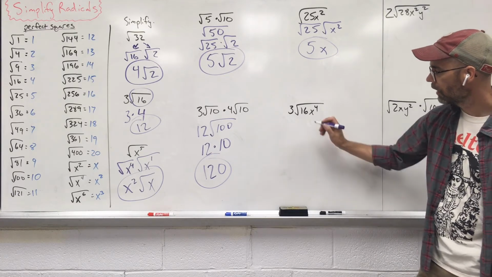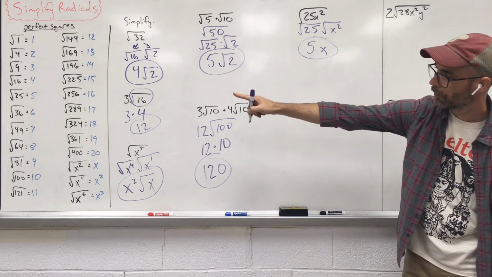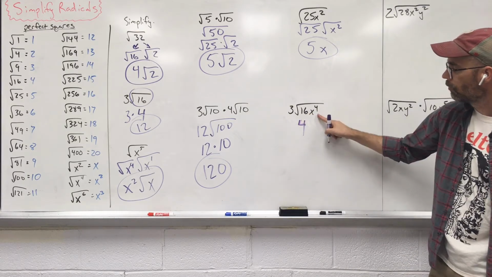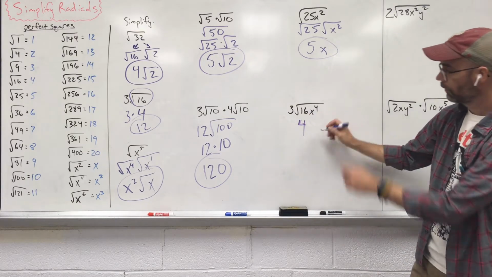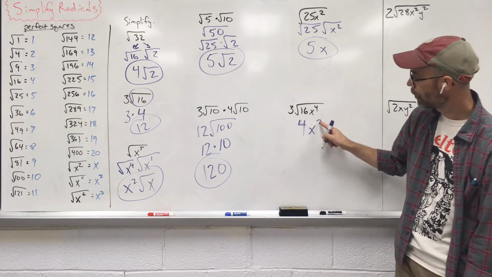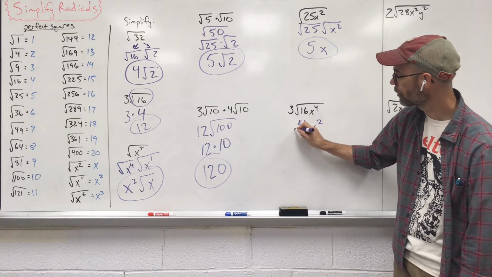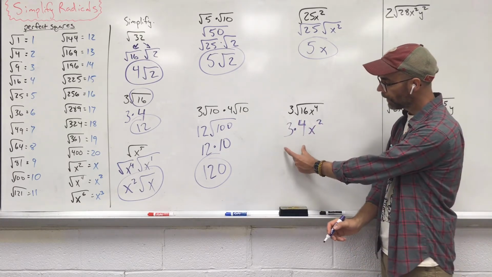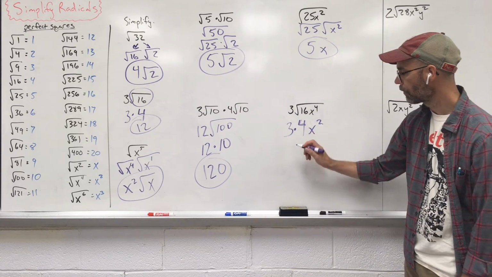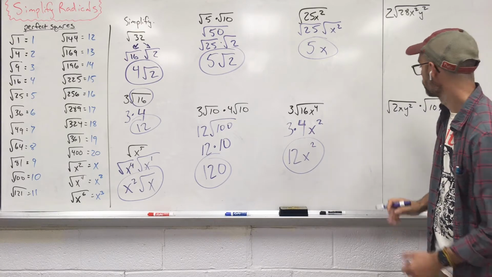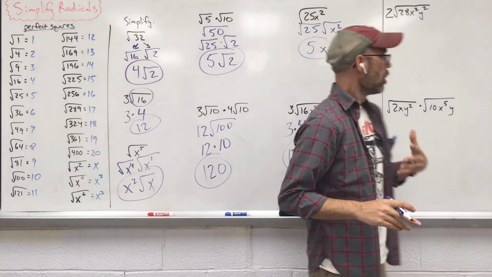Square root of 16, we know is a perfect square, gives us a 4. Square root of x to the fourth, we know is perfect. We know it's x squared. We no longer need the house. But both of these numbers are touching that 3, so we need to multiply. And now, let's multiply like pieces together. Just 3 times 4, 12x squared. All right.